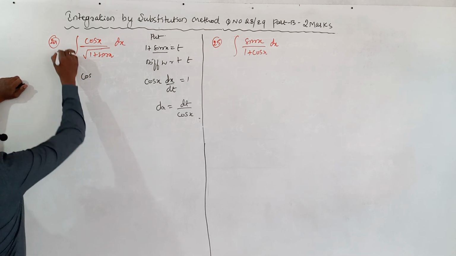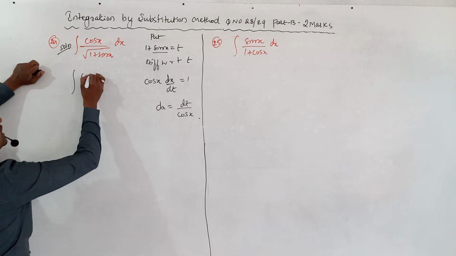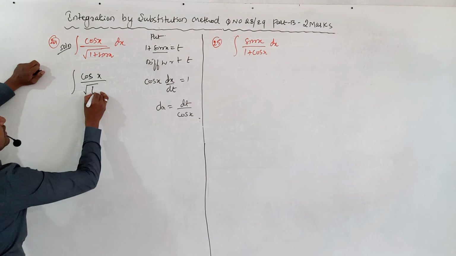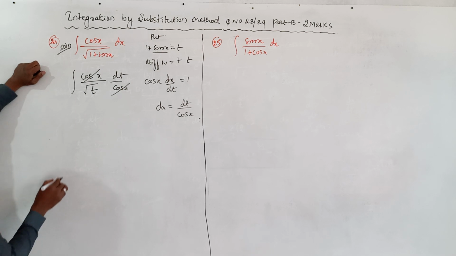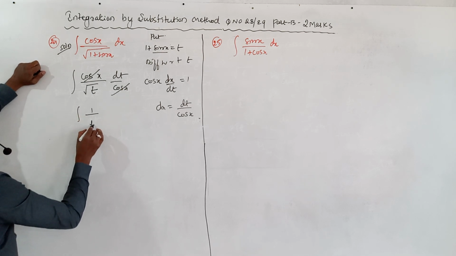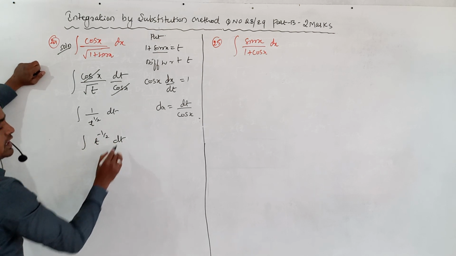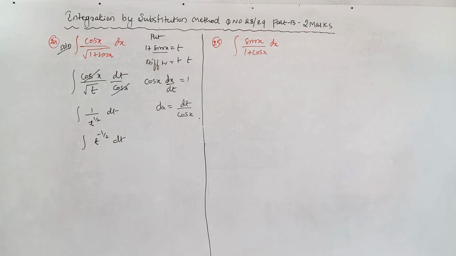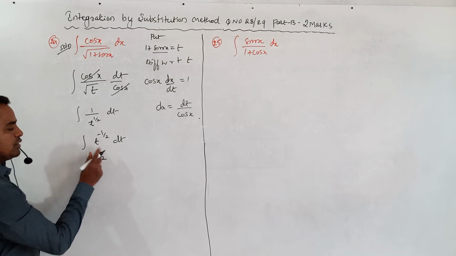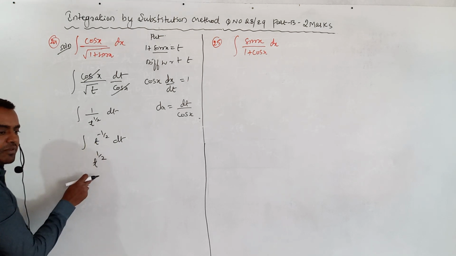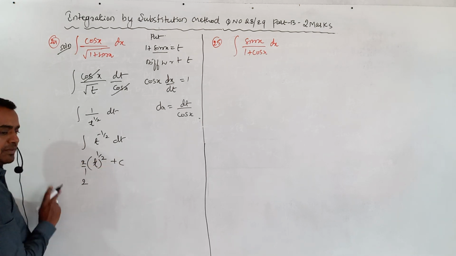Now cos x as it is for the solution of the first step. Yes. Write the given integral as it is. Then cos x divided by root t, dt by cos x. Cos x cancel. Then 1 by t raised to 1 by 2 dt. Now t raised to minus 1 by 2 dt. Take t raised to 1 by 2 into the what? Numerator, so that the power will become what? Negative. Integration of t raised to minus 1 by 2 is nothing but t raised to 1 by 2. Its reverse is what? 2 by 1 plus c. Yes. 2 by 1 is nothing but 2.